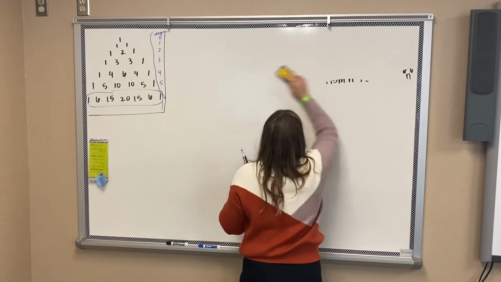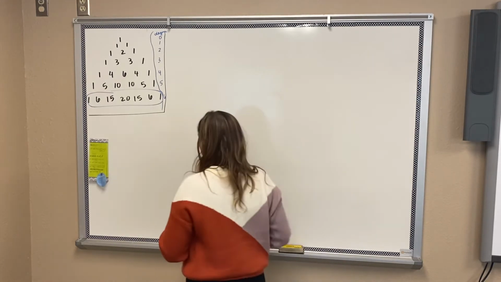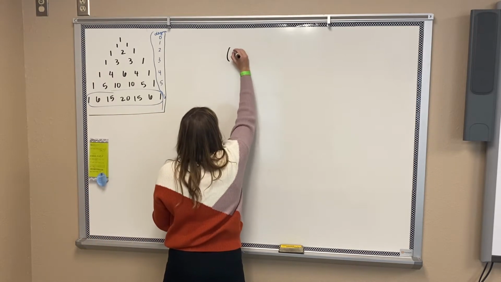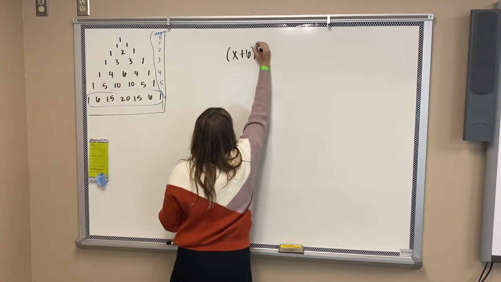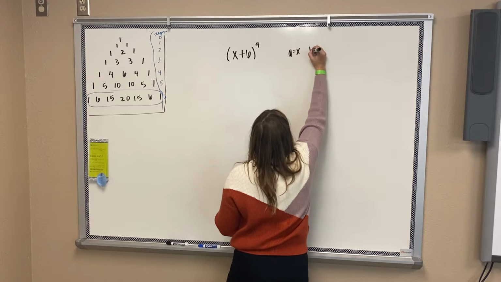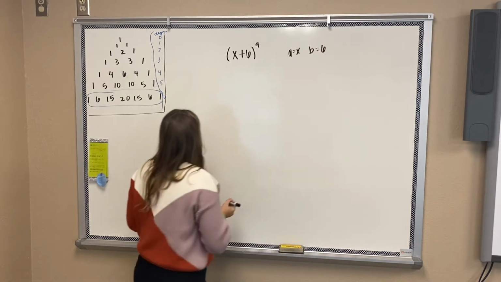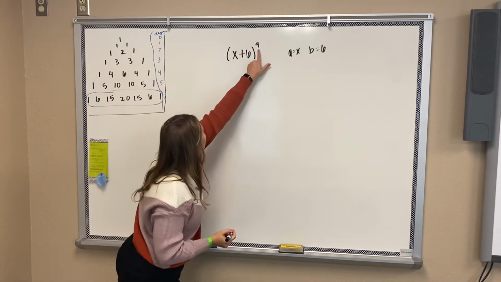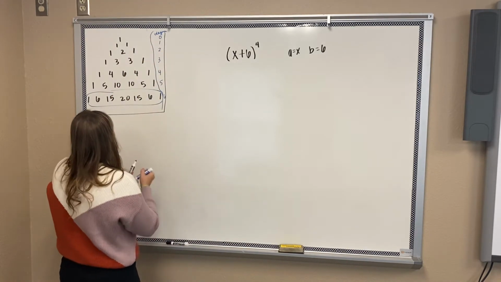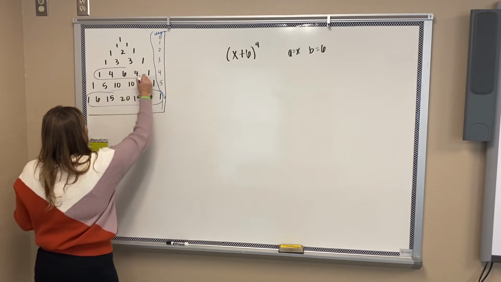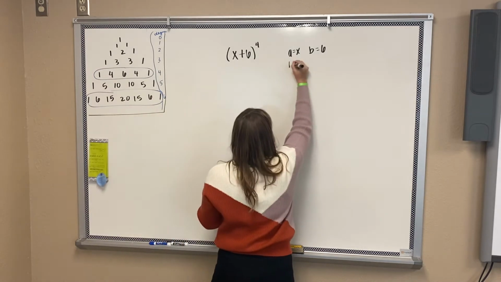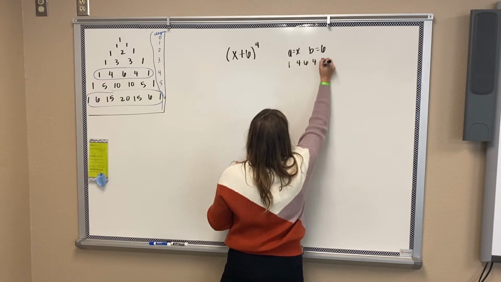Now let's do x plus 6 to the 4th power. Our A here is x. Our B here is 6, and then let's find our coefficients, so degree of 4. So we're going to go 0, 1, 2, 3, 4. This one is going to be 1, 4, 6, 4, 1. I like to write it out: 1, 4, 6, 4, 1.